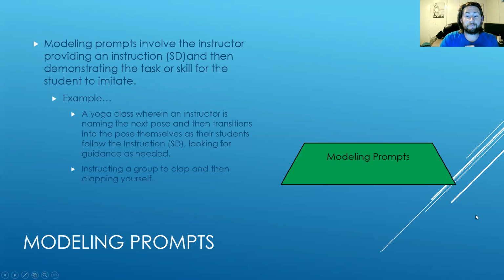Next on the list are modeling prompts, and these are provided when an instruction is provided and then the desired behavior is demonstrated, allowing the learner to imitate. Modeling prompts are most commonly observed in sport instruction and coaching, demonstrating fine and gross motor skills to learners. An example an adult would commonly see would be in a yoga class where an instructor is naming the next pose and then transitions into the pose themselves as the students follow the instruction and look to the instructor for guidance as needed.